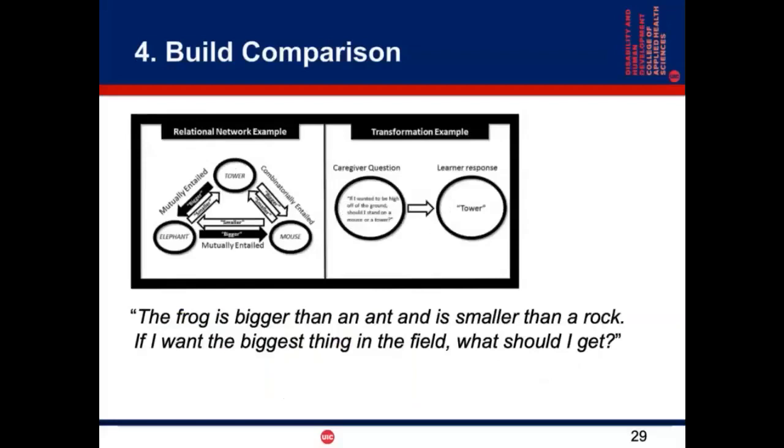So for example, I can let the child know that a frog is bigger than an ant and is smaller than a rock. And if I want the biggest thing in the field, what should I get? So here I'm teaching the child that A is bigger than B and B is bigger than C. So what's the relationship between A and C? Which one's bigger? Or when I put all three things together, which one's the biggest and which one's the smallest?